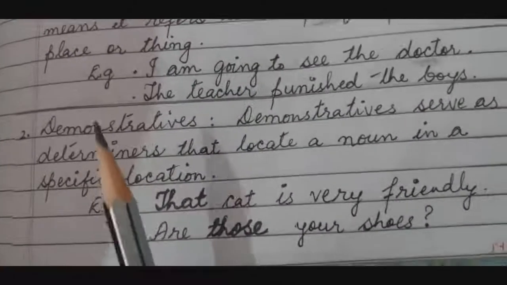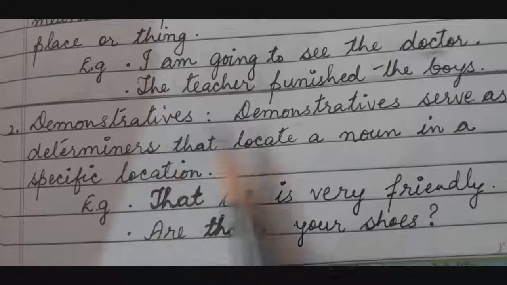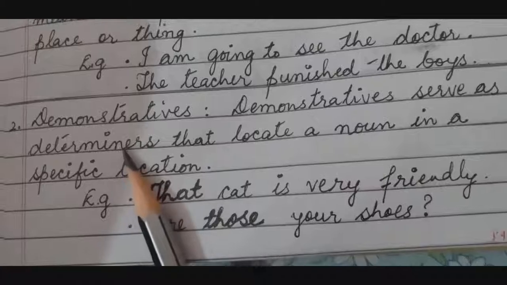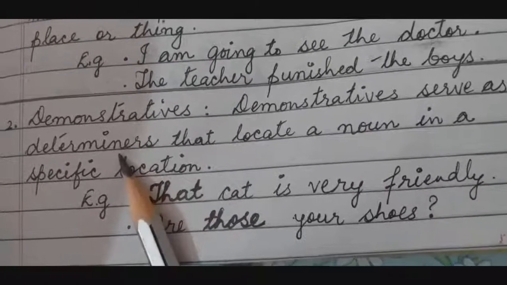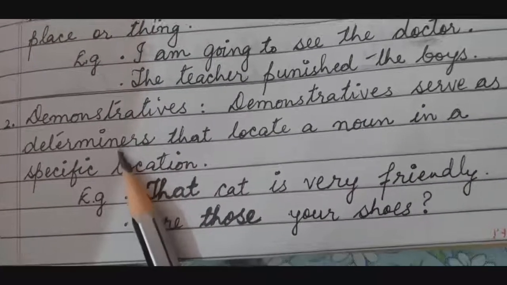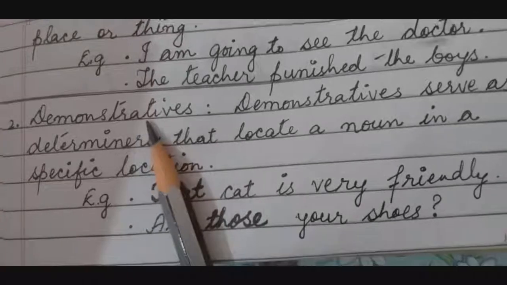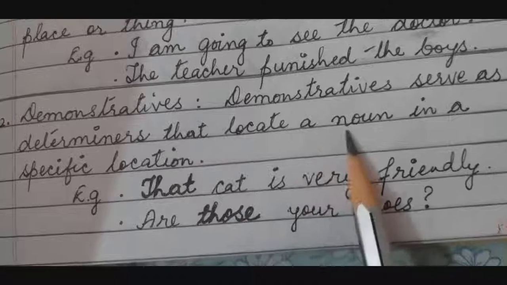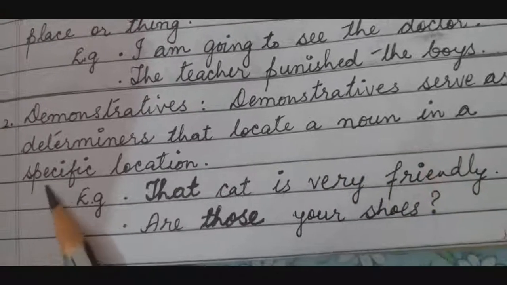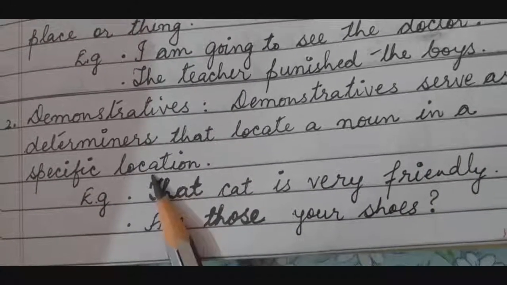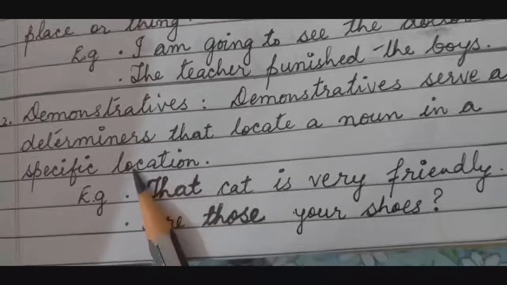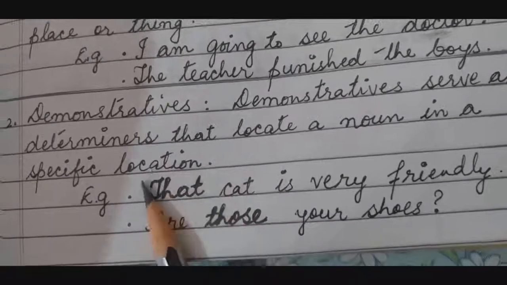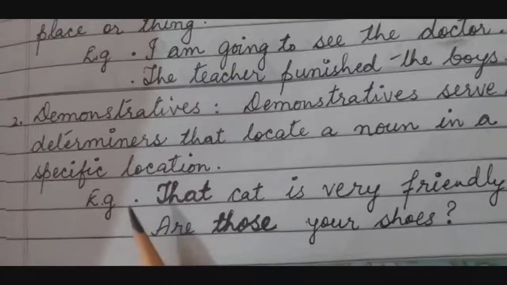I repeat. Demonstratives serve as determiners. We are reading about the determiners. So here demonstratives serve as determiners that locate a noun in a specific location. That means it shows where the noun is located, where that particular noun is located.